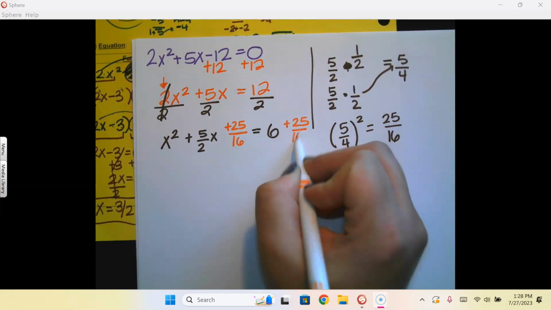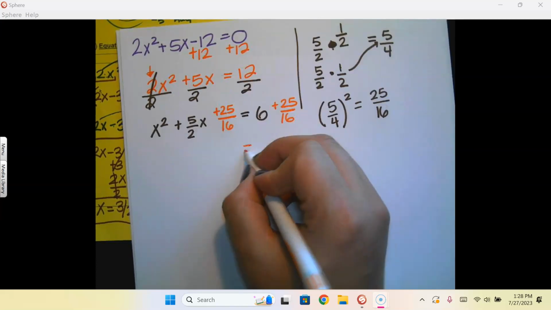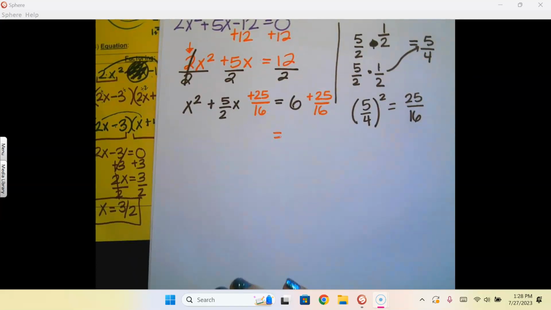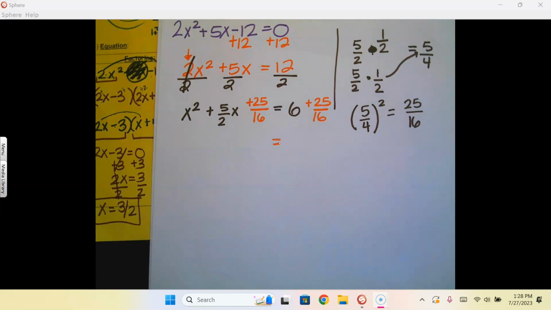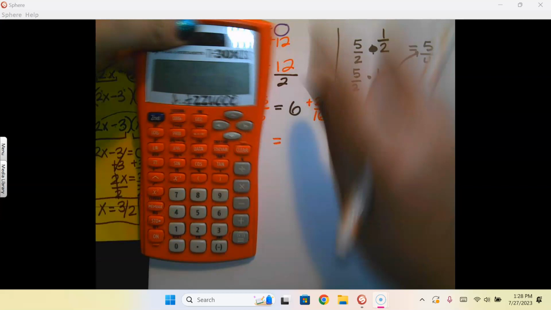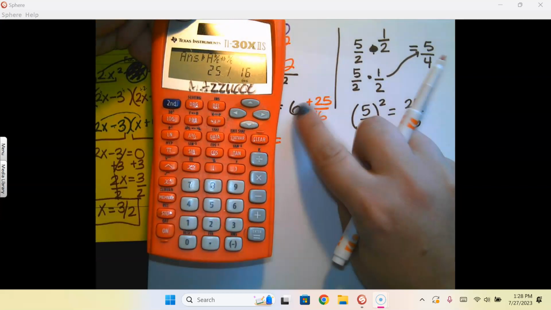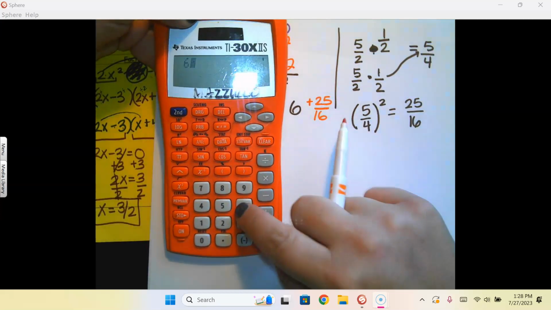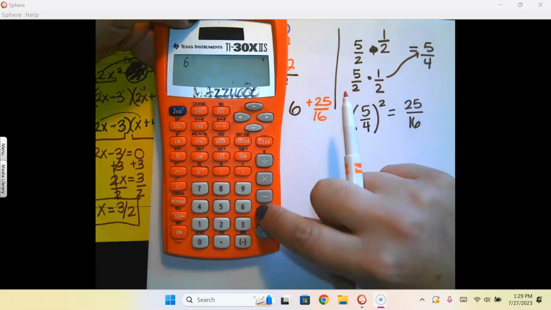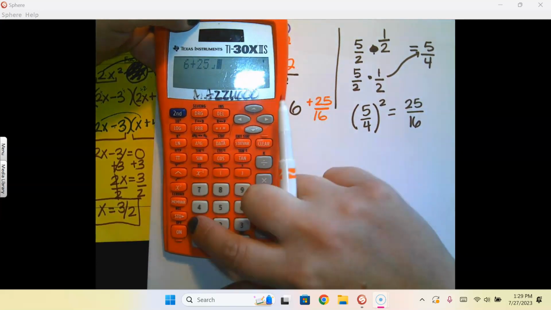And again, this is why I personally wouldn't choose this method if I had the choice, because I always like to choose the method that would be easier if I didn't have a calculator. This isn't too bad because, again, we have a calculator, so we don't have to find a common denominator. The calculator will do that. So I could do 6 plus 25/16.